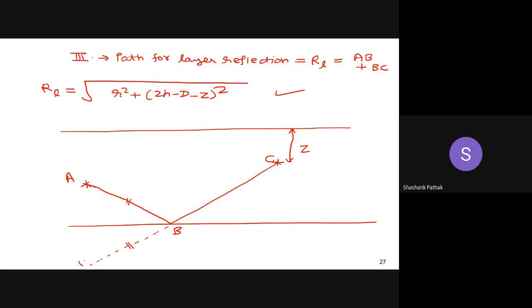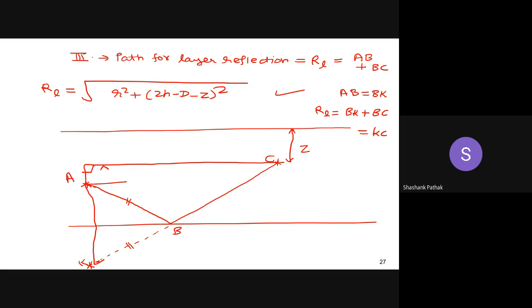and AB equal to say this point is K, so BK, AB equal to BK, so RL will be BK plus BC. So BK plus BC is nothing but KC. Now we have to compute the length of KC. So we will draw a parallel line from here and then this. Very bad drawing. So again, this length is D minus Z. Very good.